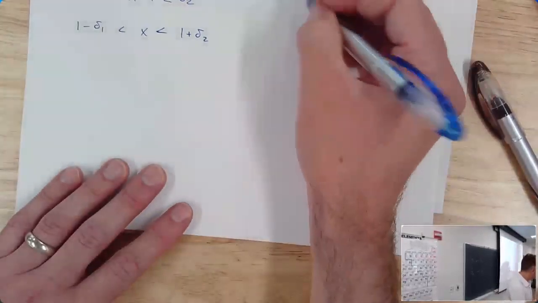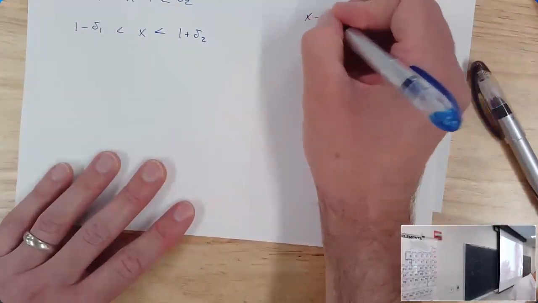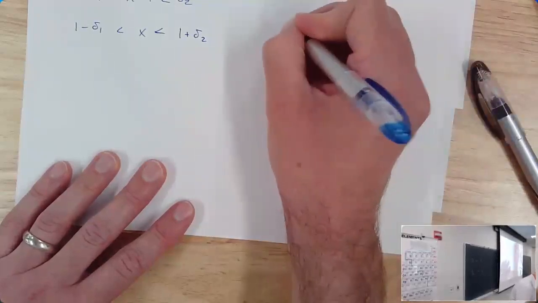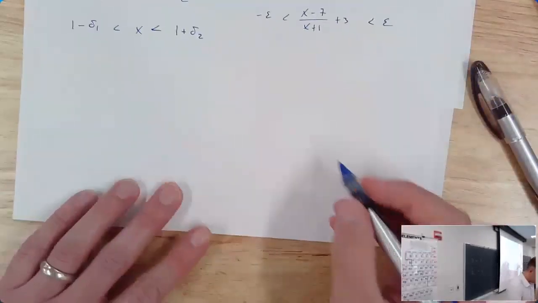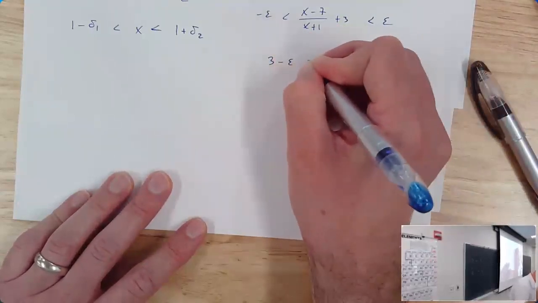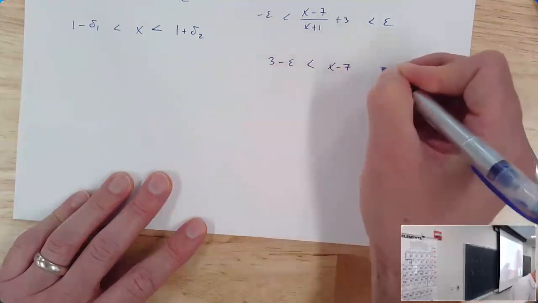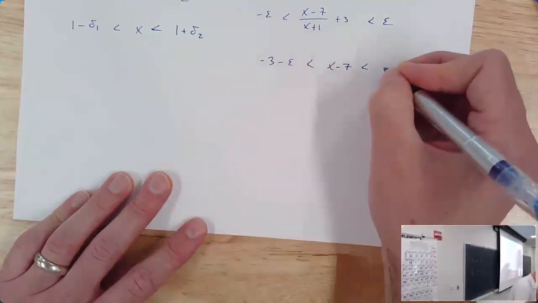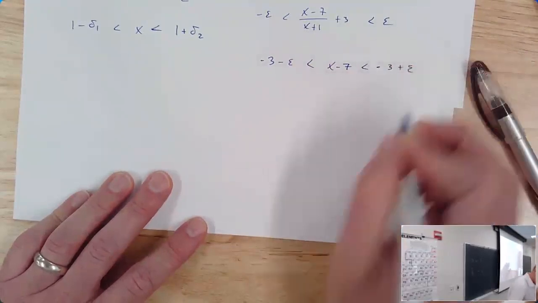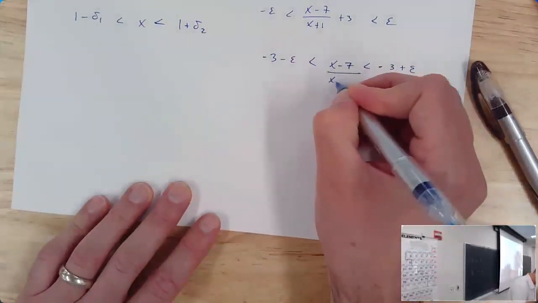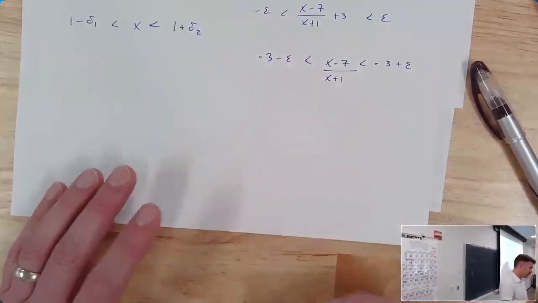And then we do the same sort of work over here. So we'd have (x minus 7)/(x plus 1) plus 3 between epsilon and negative epsilon. And then it gets a little messy. We add 3 to everything. 3 minus epsilon is less than x. Sorry, getting a little too fast here. I'm trying to remember how we would do this. Let me multiply.